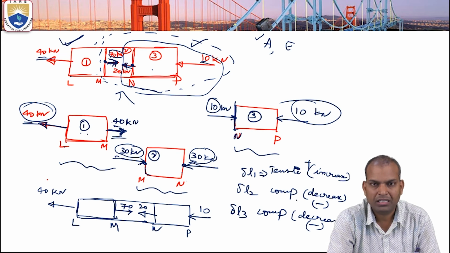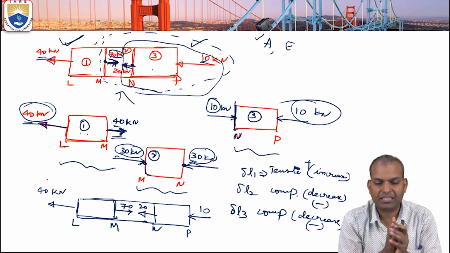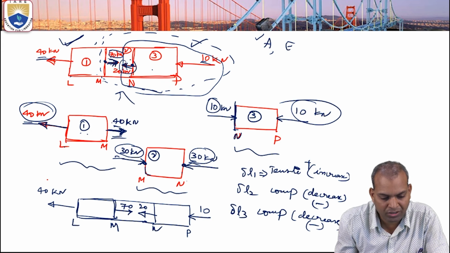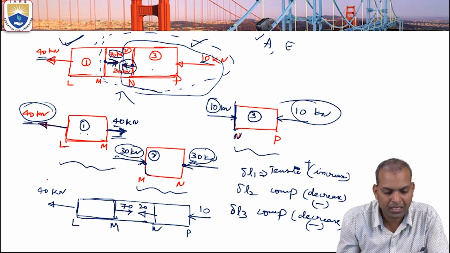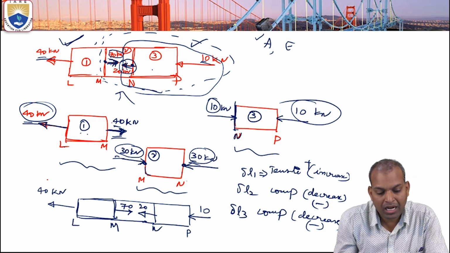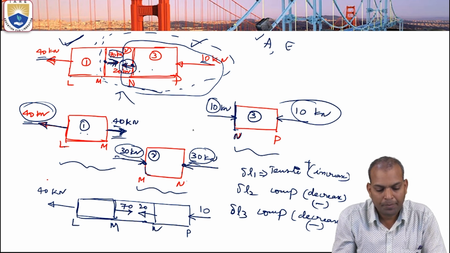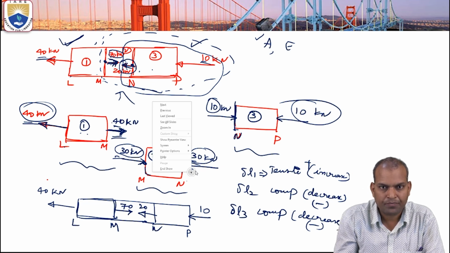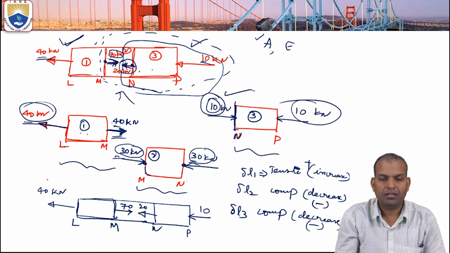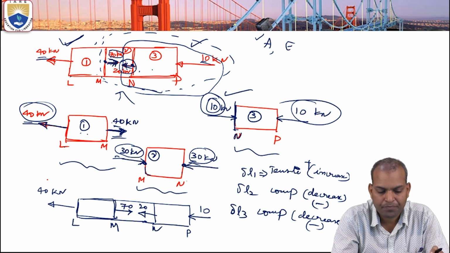On the N side, it is shared by two things, that is 20 kilonewtons. We have to consider which direction this 20 kilonewtons is acting. It is tensile. 20 kilonewtons is tensile with respect to N. But here 30 kilonewtons is compression. So compression 30 minus 20 tensile, that is 10 compression. Like that we have to find out.